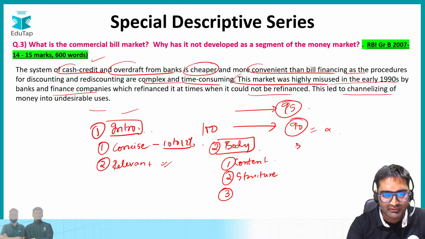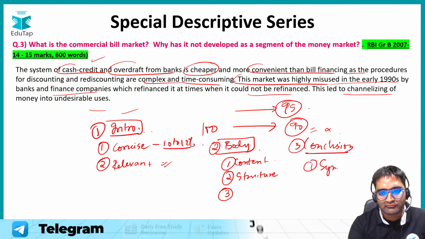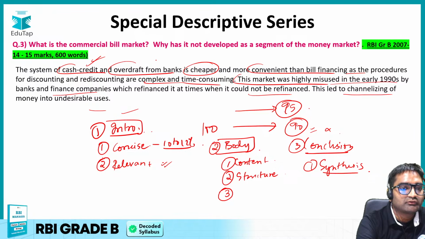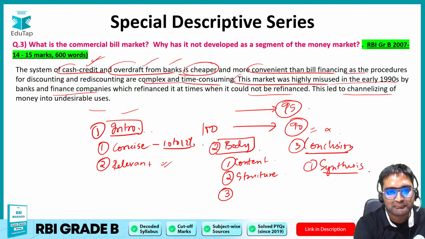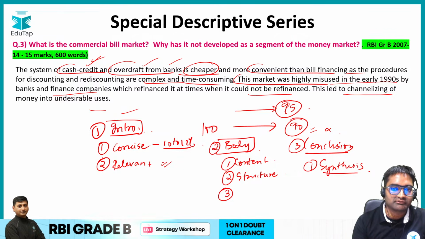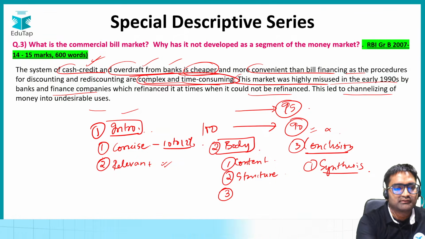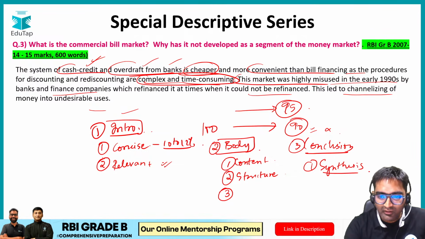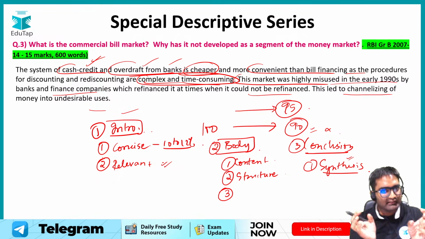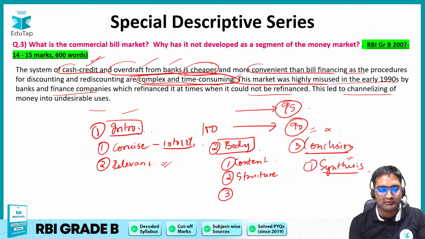Now coming to the conclusion, as I told you, it should be a synthesis of whatever you have answered. What does synthesis mean? Why are we not talking about summarizing? Cash credit and overdraft from banks are cheaper, we are mentioning this and supporting that commercial bill is not that much utilized. It is more convenient in comparison to bill financing, and the process is complex and time consuming, which we have already mentioned in the answer. So we are bringing all the points together and adding them up to create a conclusion, which is called synthesis. Synthesis means combine and create something new.